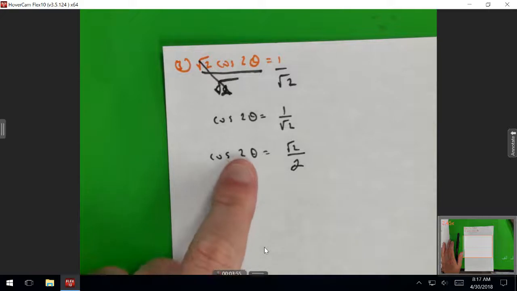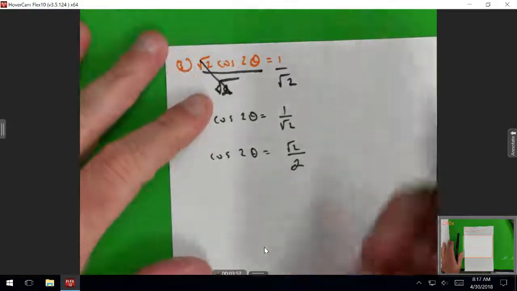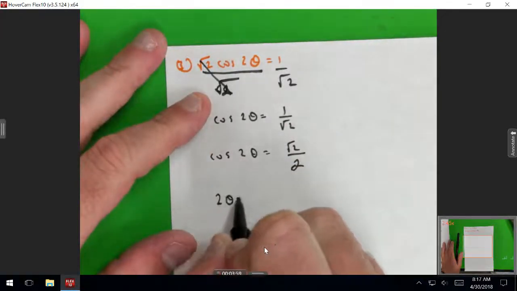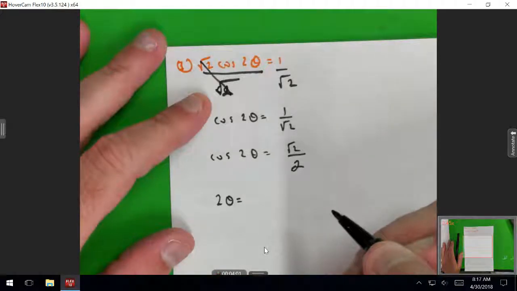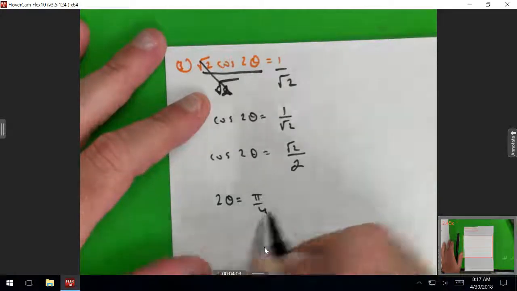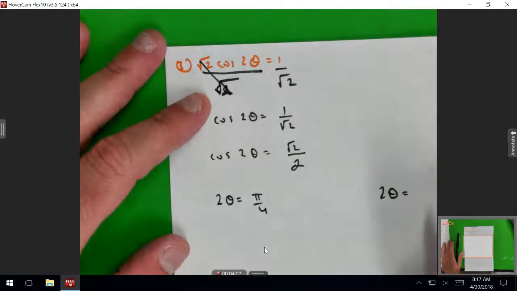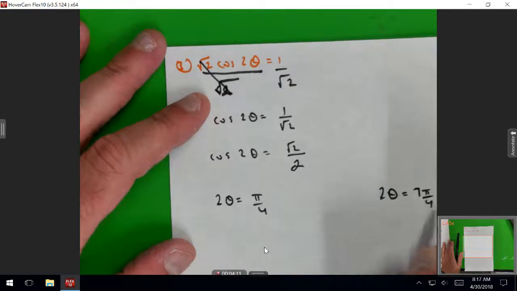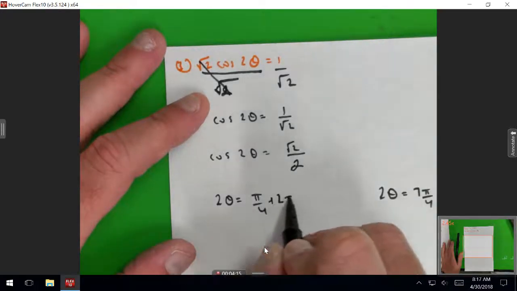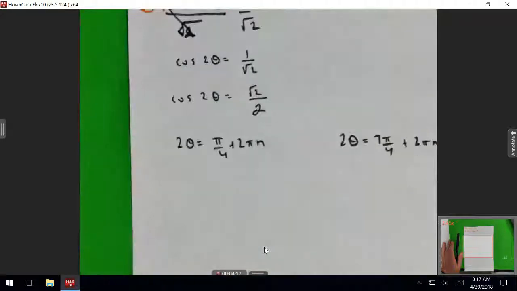Now, you're going to ignore this for just a minute. Where does your cosine give you square root of 2 over 2? What 2 values? Pi over 4 and? Not 3 pi over 4, that will give you negative, wouldn't it? 7 pi over 4. And you remember you used to put 2 pi n in? Because you got that 2 theta there?